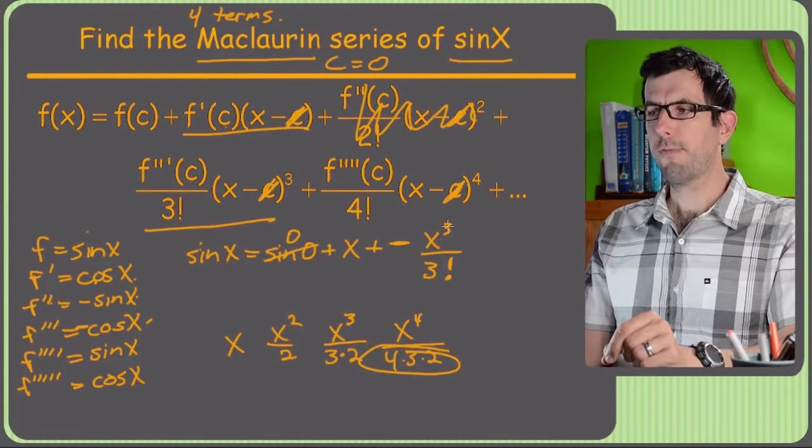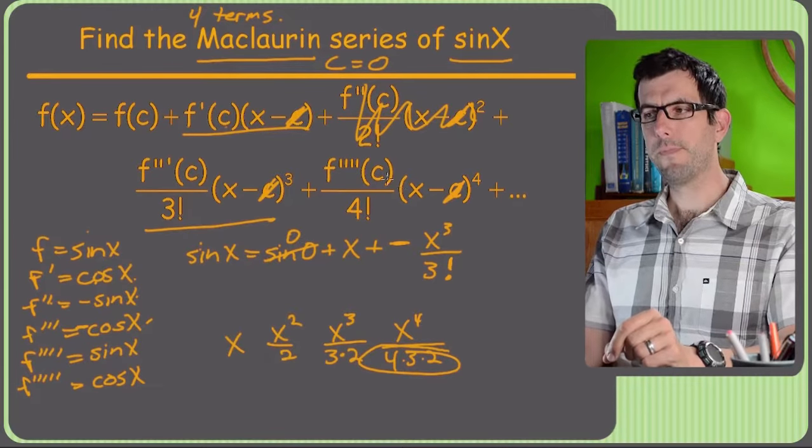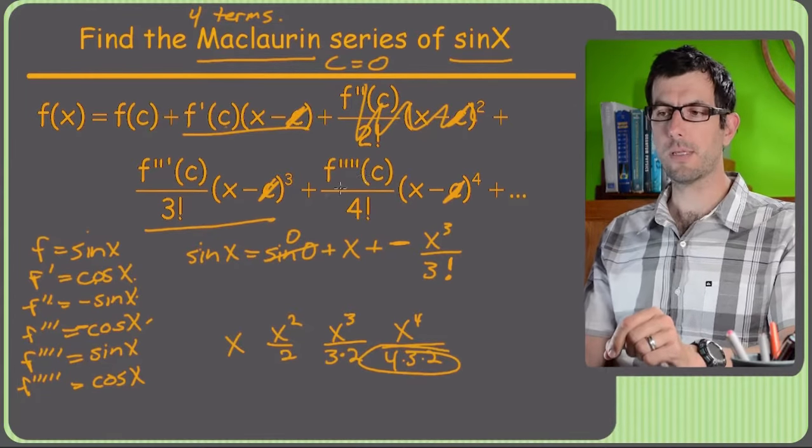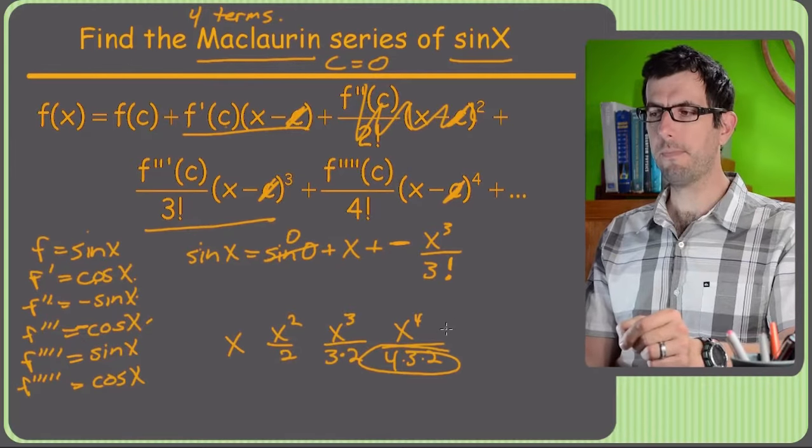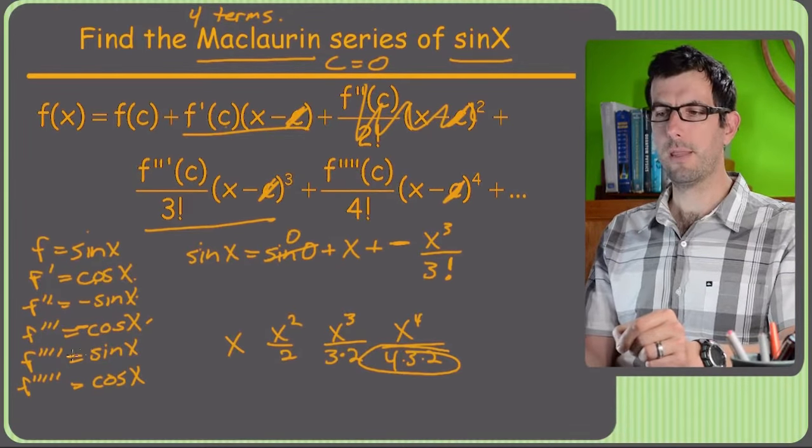All right, so if we go on to the next term, the 4th term here is once again going to be 0, because f quadruple prime was sine, which is 0, which means we move on to the 5th term, and we'll get the 5th prime.